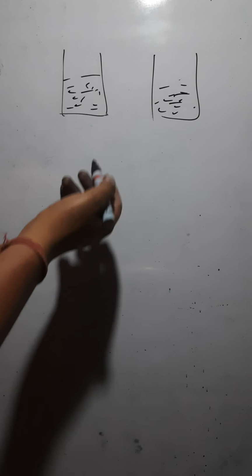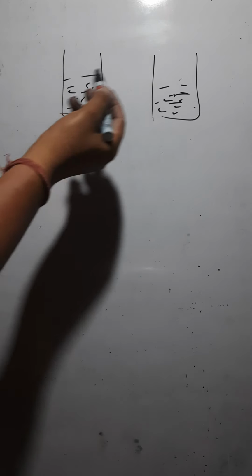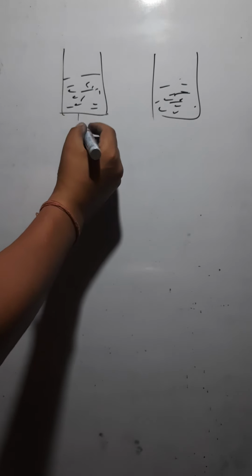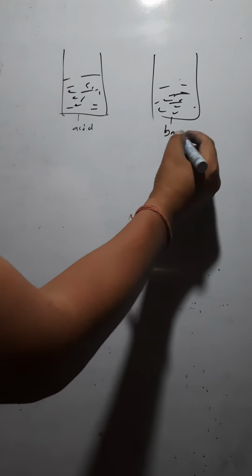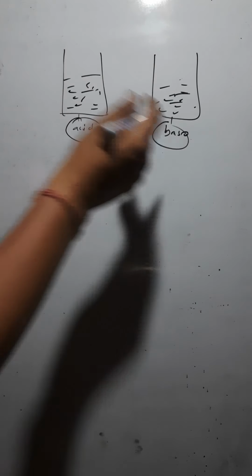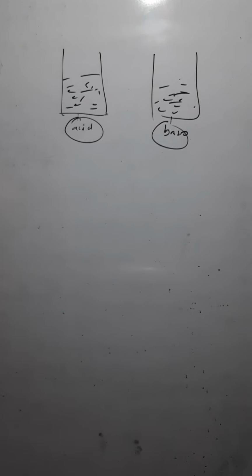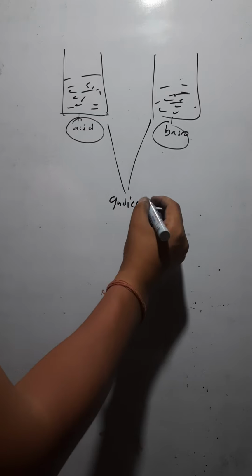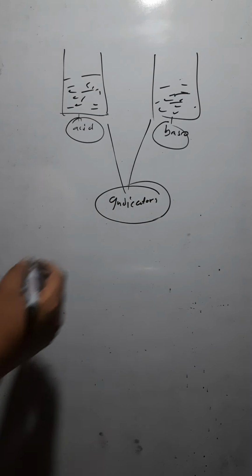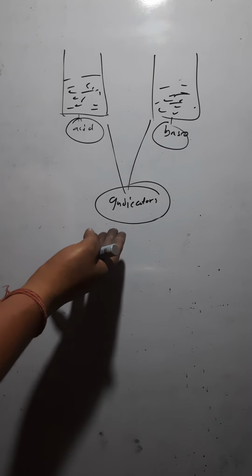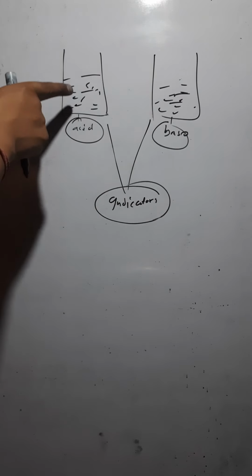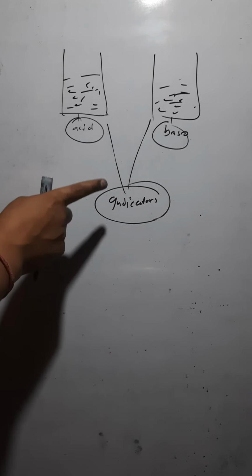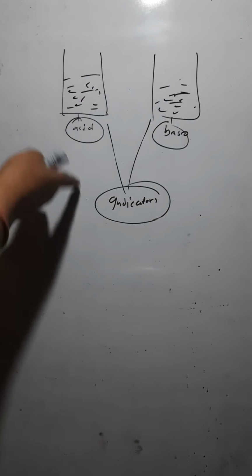But how would you say whether the given substances are acids or bases? Let's say this is an acid and this is a base. How would you check? Is there any criterion for that? Yes, we say this one is an acid and this one is a base on the basis of indicators. So what are indicators? Indicators are the substances that are used to check whether the given substances are acids or bases.